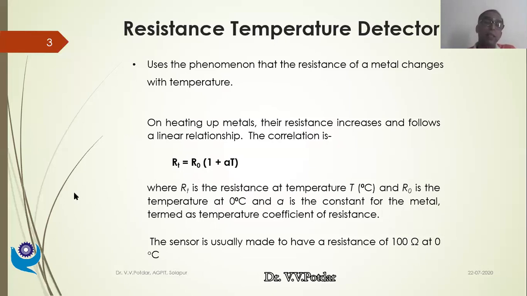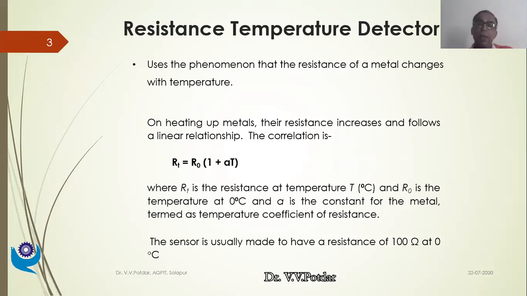If we simplify this equation, the resistance at a given temperature, let us say at 100 degrees Celsius, is equal to the resistance at 0 degrees Celsius, R naught, plus R naught into alpha, the temperature coefficient, into the temperature change, delta T. So you can see the proportionality. The resistance change is proportional to the temperature change, and it has a positive temperature gradient. That means with increase of temperature, the resistance increases.